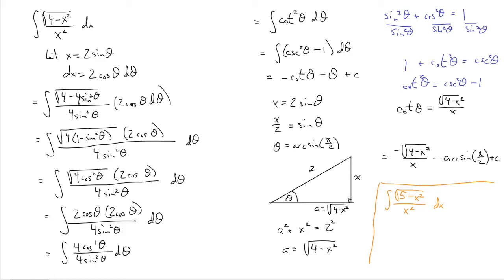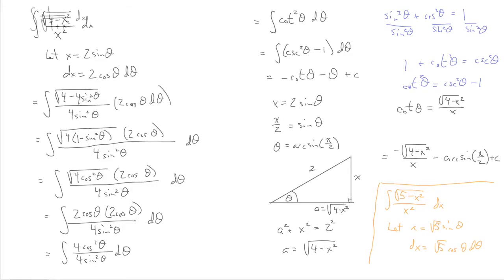5 is also a perfect square. It's the square root of 5 squared. And so you would start this problem by letting x equal the square root of 5 times the sine of theta, in which case dx would be the square root of 5 times the cosine of theta, d theta. And it's the exact same work from that point on. It's just that you're working with a slightly uglier number than 4 or 2, however you want to look at it. You're working with square root of 5, but same idea. Nothing conceptually different, just arithmetically different.